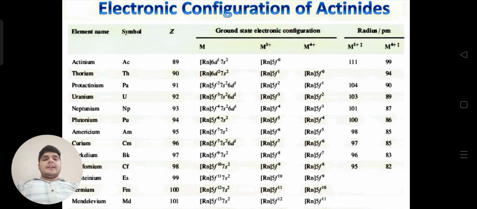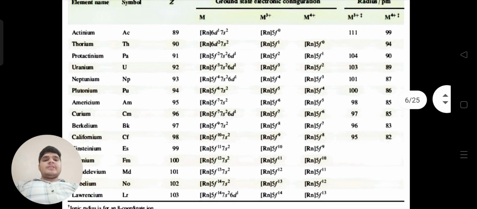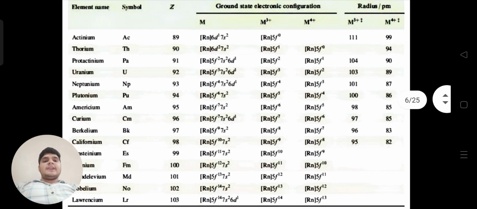Now let's take another example from the series, lawrencium, the last element of the actinides, with symbol Lr and atomic number 103. Its configuration is radon 5f14 7s2 6d1, and in the 3+ state its configuration is radon 5f14 and in the 4+ state it is radon 5f13.